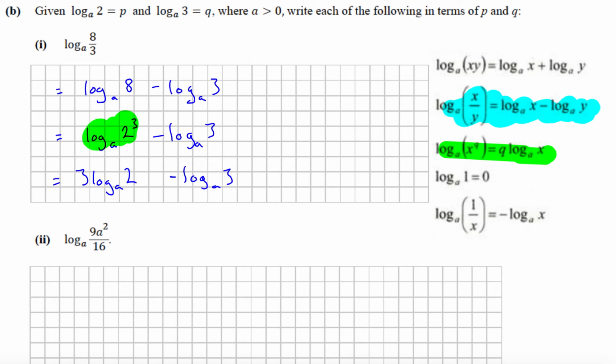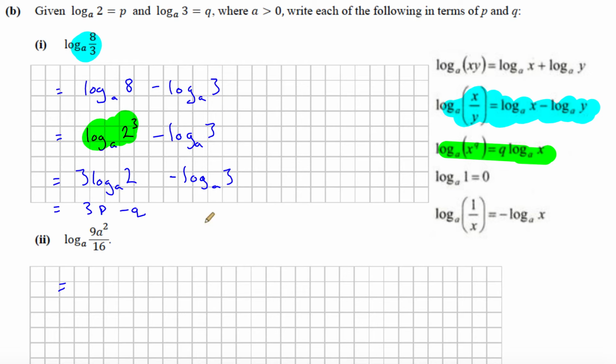And finally then we can see that that's just going to give me 3 log of 2 to the base a. Well, the log of 2 to the base a is p, so that's just going to be 3p minus log of 3 to the base a, which is just q. So it's 3p minus q is my answer.